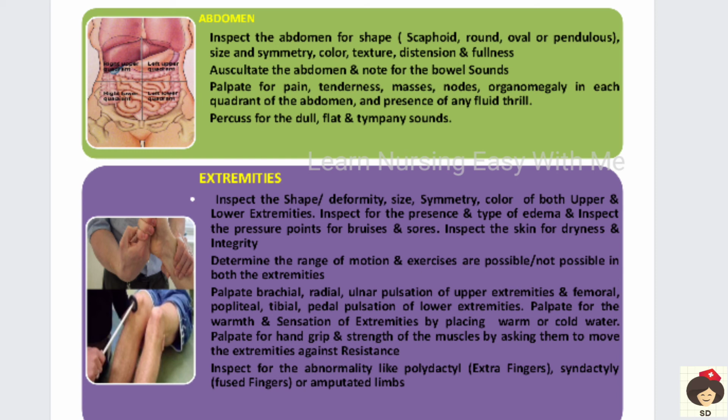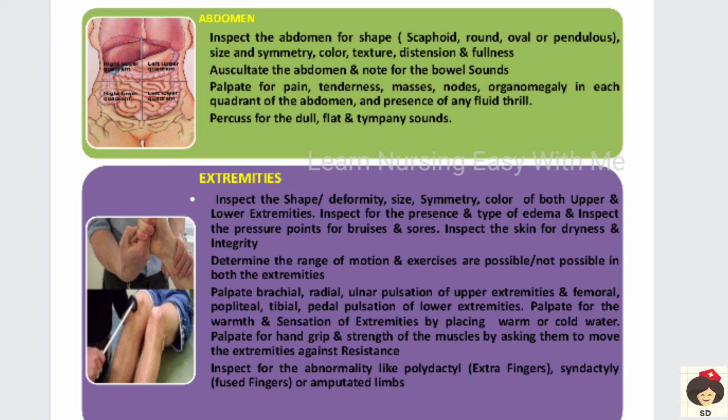Okay, so whenever you are palpating these pulses, you have to palpate on both the sides simultaneously, so that you can see the rate, rhythm and quality of the pulses in both the sides. Okay, both the hands and both the extremities. And also you have to palpate and see the warmth and also sensation. Okay, so we have to keep warm or cold water on the patient's body and ask if the water is warm or cold, so that we can see whether the patient has sensation of touch or not.